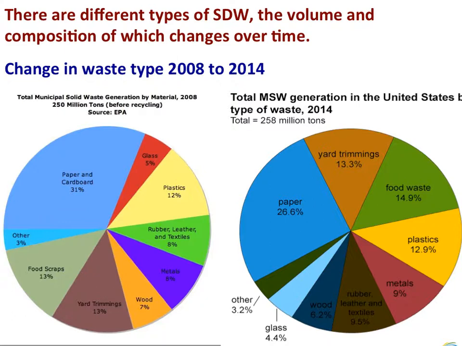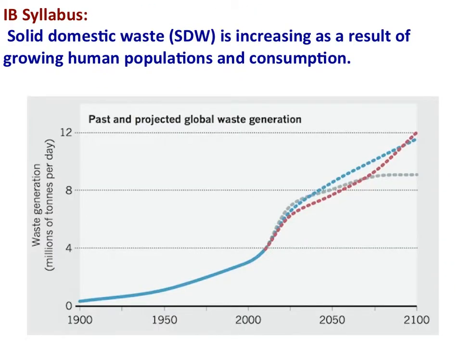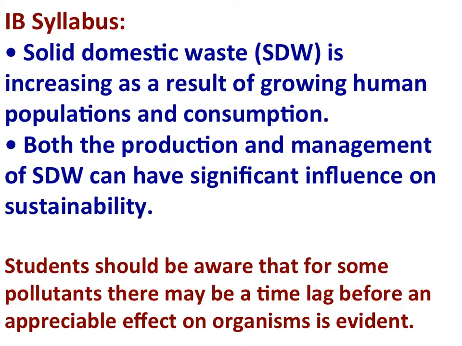One might hypothesize that the use of personal computing devices has increased the metal and plastic wastes. Electronic waste, known as e-waste, has increased tremendously in the last 20 years. This graph shows waste in millions of tons per day over time, and you can see how the quantity of waste has mirrored human population growth. So that brings us to these two IB syllabus statements.